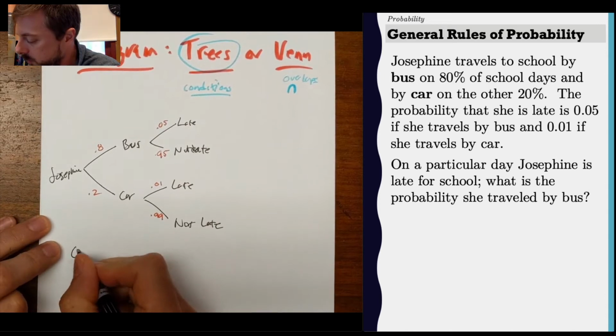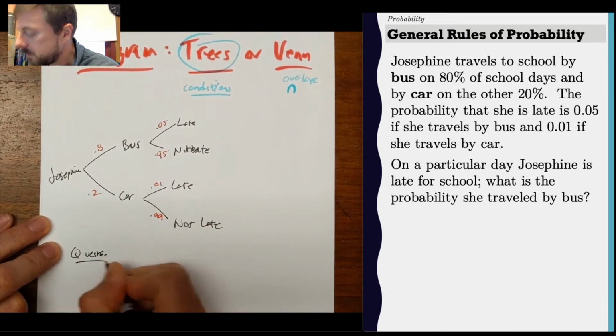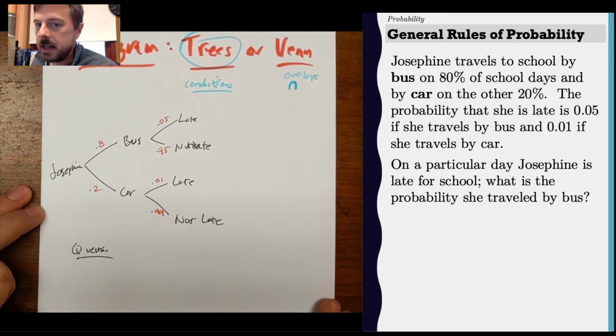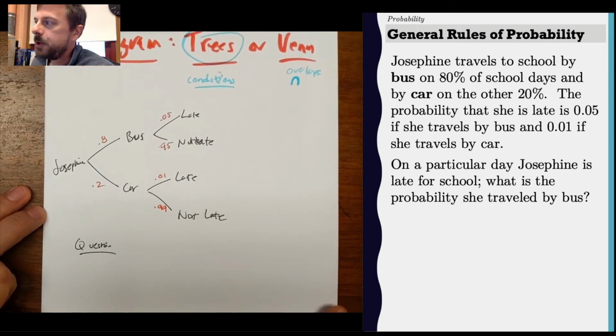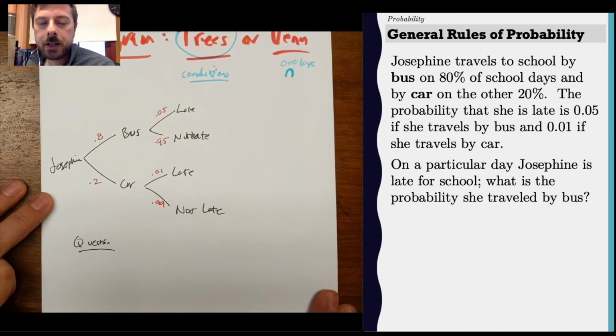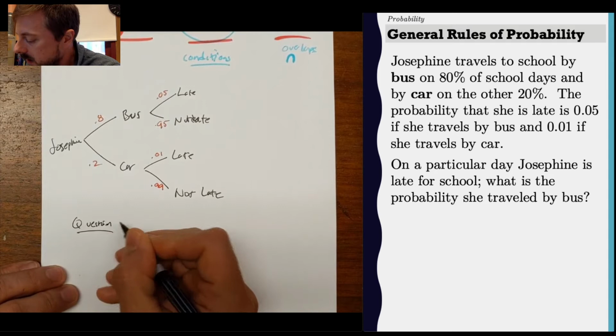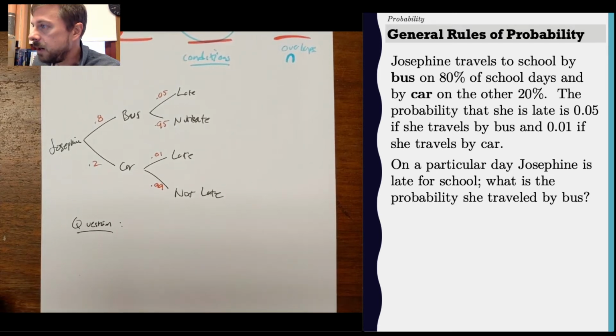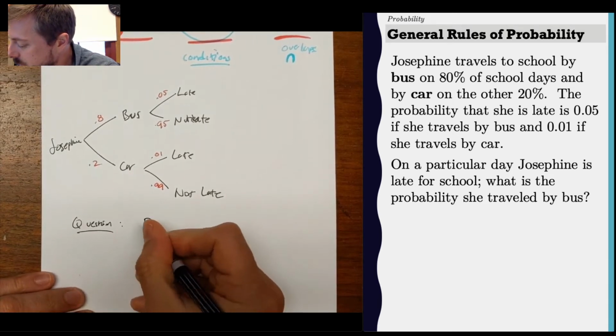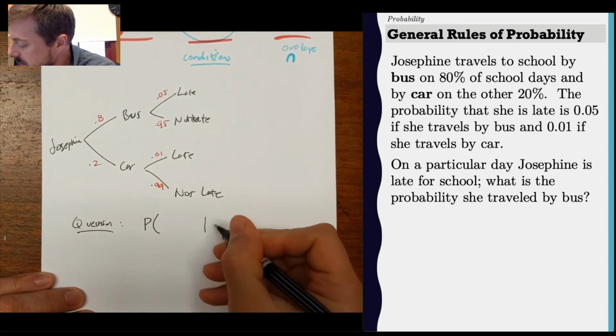And the question ultimately wants us to answer this, right? On a particular day, Josephine is late for school. What is the probability she traveled by bus? Okay, well, what kind of question are we asking here? Well, this is a conditional question. We're given that on a particular day, Josephine is late for school. We want to know the probability given that she is late for school.